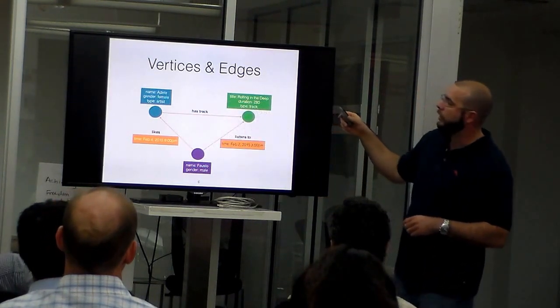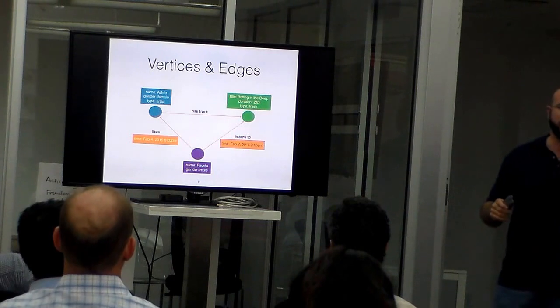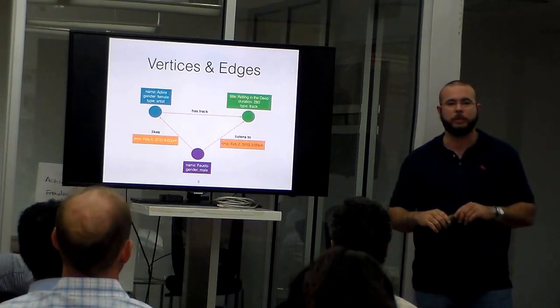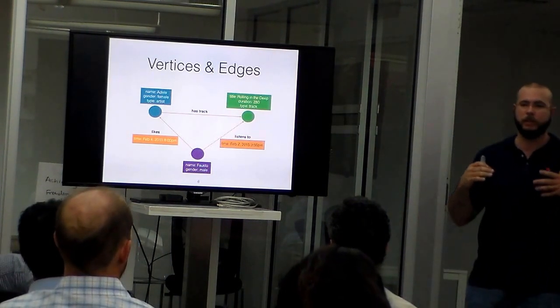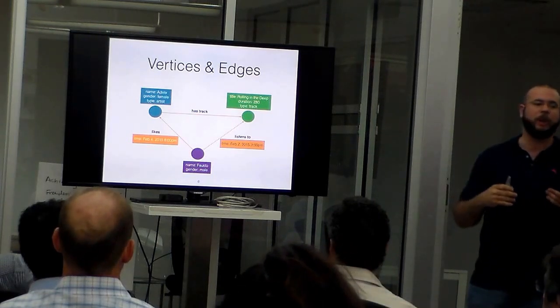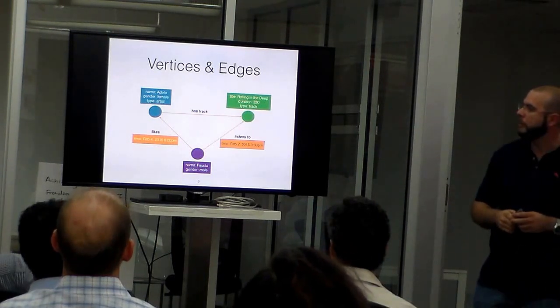And this kind of graph is not the textbook graph. In the textbook graph, you don't have properties assigned to anything. This is called a property graph, which is what most graph databases model. They allow you to assign properties and make it more powerful.